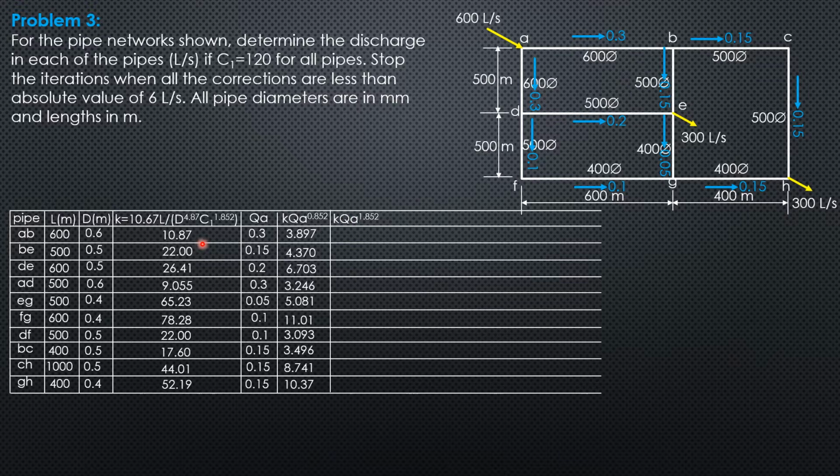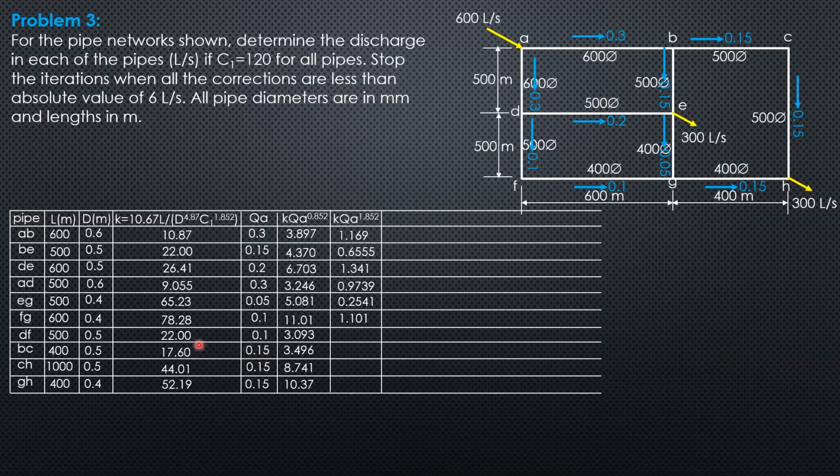Next is KQA to the 1.852. That is 10.87 times 0.3 raised to 1.852, and that is 1.169. 22 times 0.15 to the 1.852, 0.6555. 26.41 times 0.2 to the 1.852, 1.341. 9.055 times 0.3 to the 1.852, 0.9739. 65.23 times 0.05 to the 1.852, 0.2541. 78.28 times 0.1 to the 1.852, 1.01.